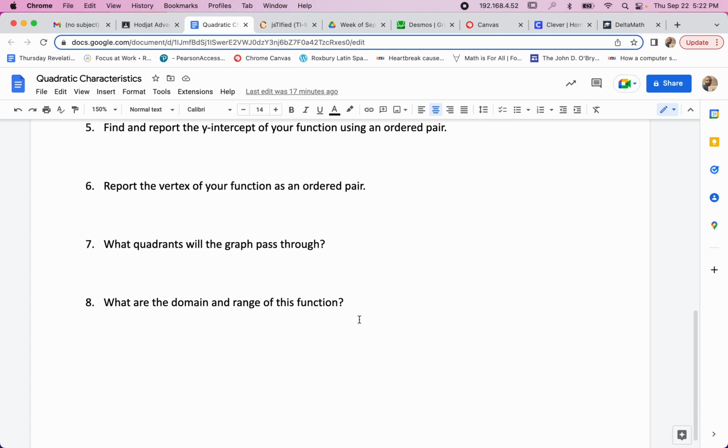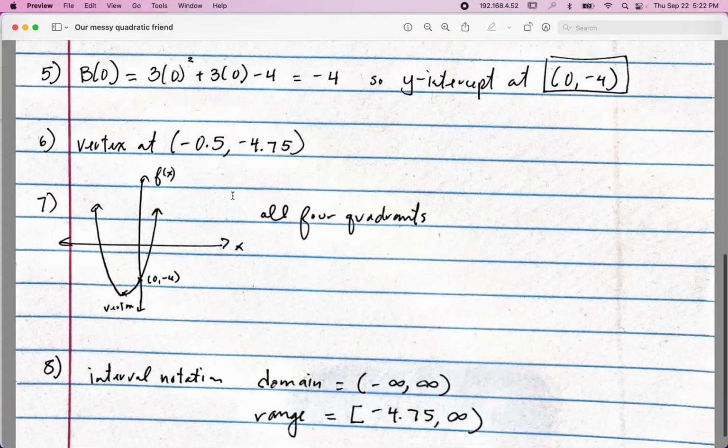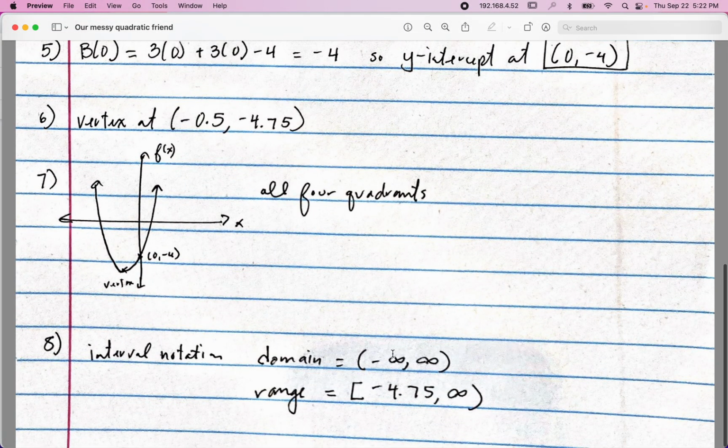And finally, what are the domain and range of this function? Once more, the domain is all real numbers, in interval notation expressed as from negative infinity to infinity. Pardon me. And the range is from negative 4.75 down here at its minimum value up towards infinity, certainly never reaching it, which is why we have the parenthesis.